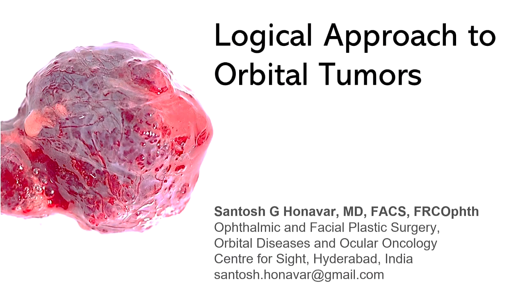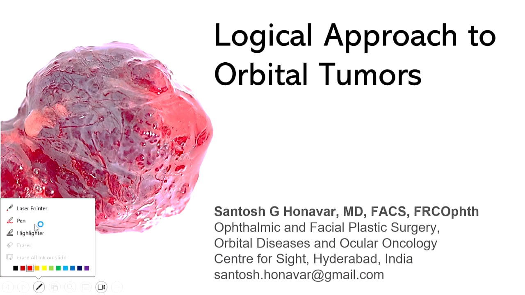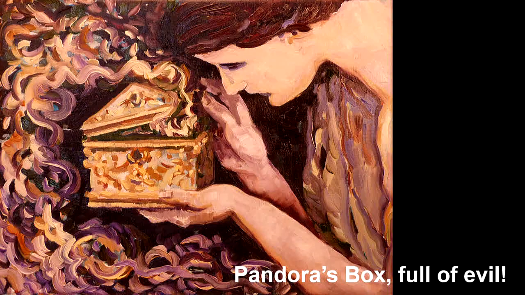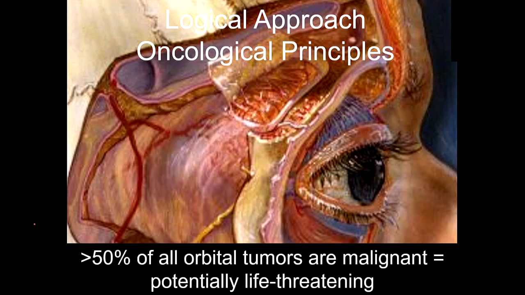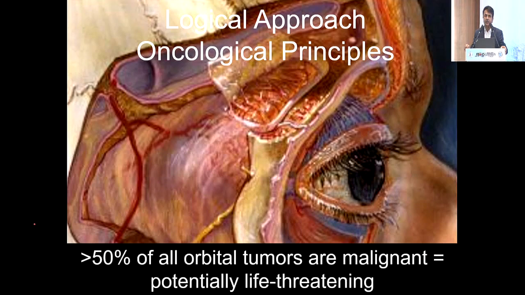Thank you, Seema. I'll be speaking about protocol for the management of orbital tumors for the next 10 or 12 minutes. Orbit is a Pandora's box. There's a lot of evil in it, which is actually true because 50% of orbital tumors that you see happen to be malignant tumors, where there is concern about life salvage as well, apart from eye and vision salvage. So your protocols have to be very well defined.